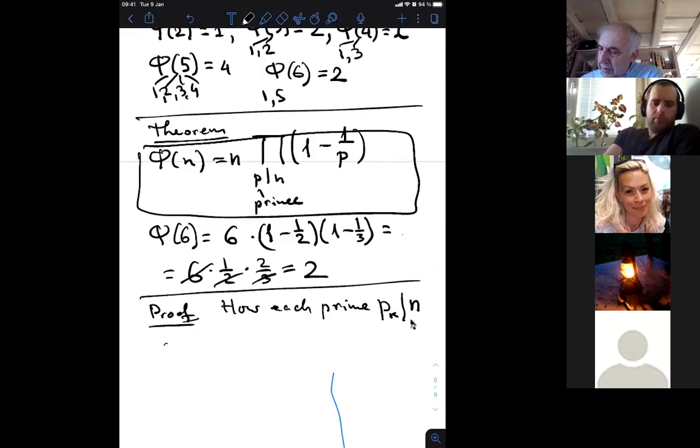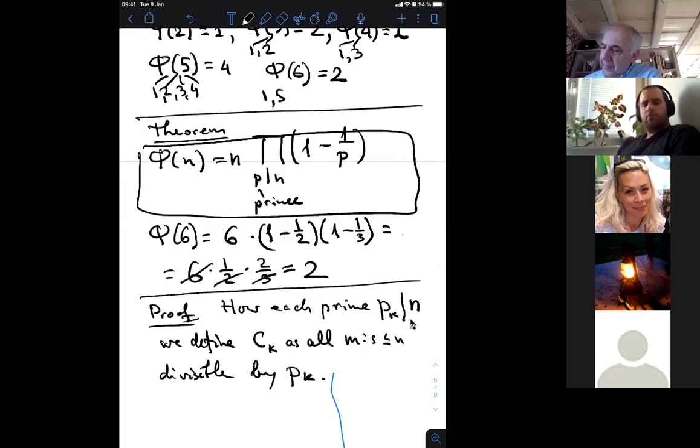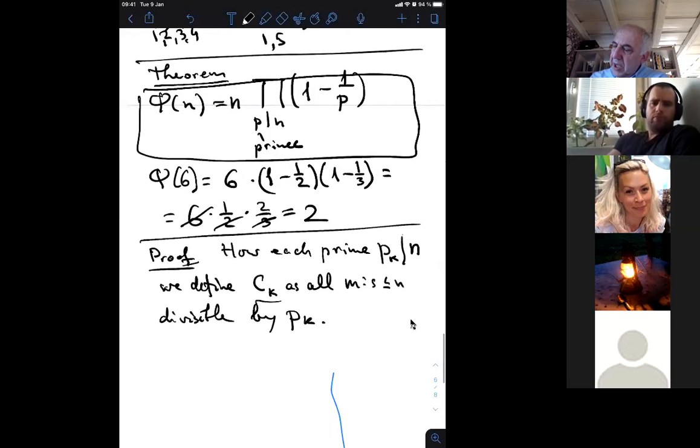we define the condition ck as all m's smaller or equal than n divisible by pk. So we're looking at which primes divide n, and for each of them we define the condition that if m is divisible by this particular prime pk, then this would be a condition ck.